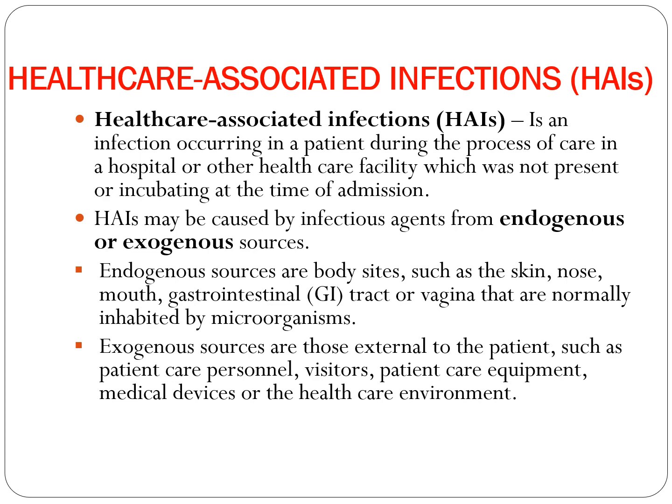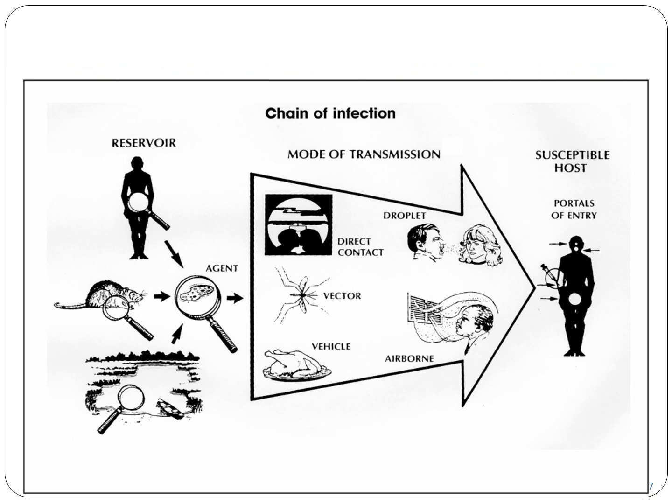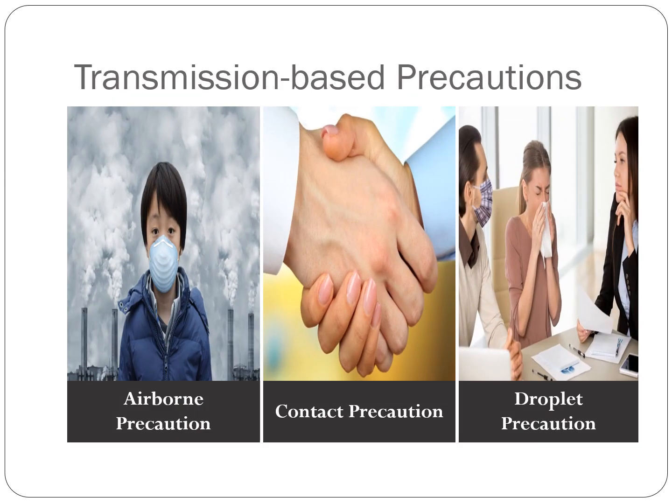personal visitors, patient care equipment, and medical devices. How does this infection get transmitted to the susceptible host, the immunosuppressed host? It is through three modes of transmission: by contact, by airborne, or through the droplet route from the reservoir. To prevent this transmission of infection from the reservoir to the host, we have to apply transmission-based precautions such as airborne precautions, contact precautions, and droplet precautions.